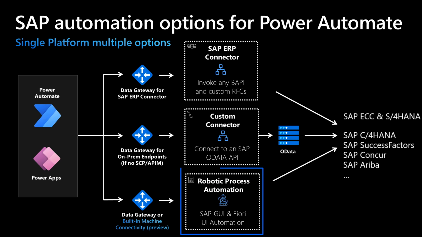And the third option is robotic process automation, or short RPA, that leverages UI automation techniques to mimic user interactions. This allows you to automate from simple to very complex SAP processes. Now let's look at when to use each approach.